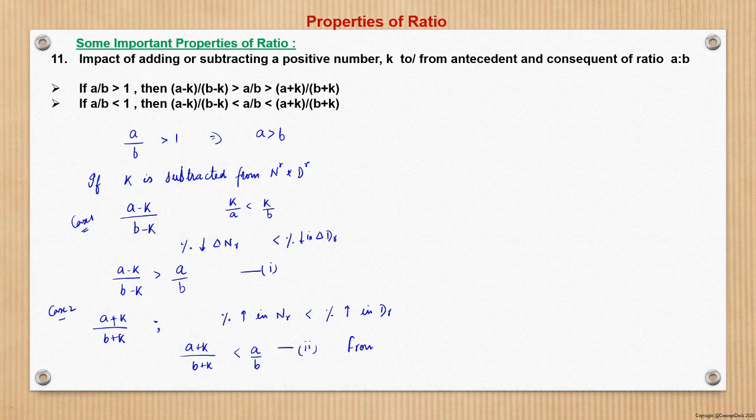So from 1 and 2 we can say that A minus K upon B minus K is greater than A by B, which is again greater than A plus K upon B plus K. This is a very standard derivation which I just showed here, and this is one of the very important properties of ratio: when A by B is greater than 1, or when the ratio is an improper ratio, then when a positive number is added to both numerator and denominator, the resultant ratio is lower than the previous ratio of A by B, and the opposite happens if the same positive number is subtracted, right?